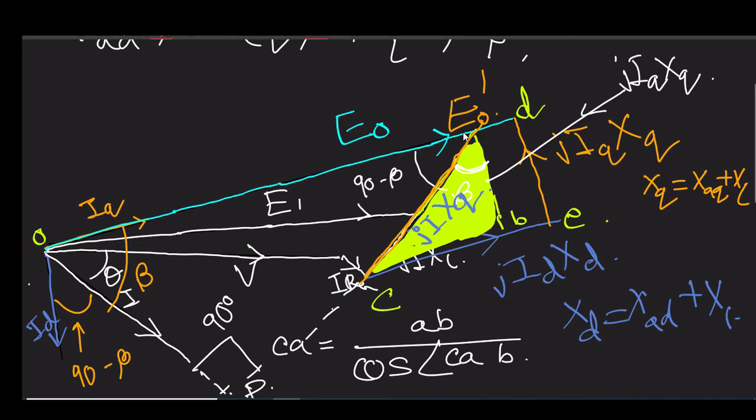But once you get this E naught dash, you find this angle beta, because E naught dash is the tip of jIXq joined with O, that gives you beta. Then from that beta you can figure out the magnitudes of Id and Iq, because using that relation Iq is equal to I cos beta and Id is equal to I sin beta. Then you again add this jIdXd and jIqXq to figure out that E naught, this cyan color E naught.